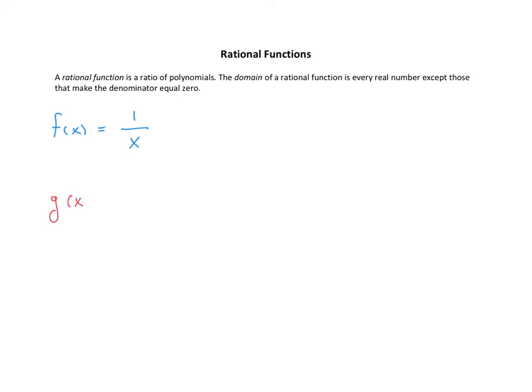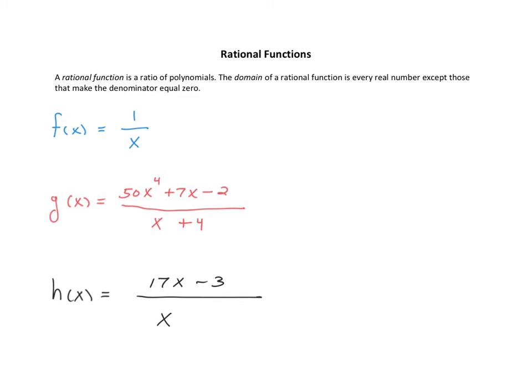You could have something like g of x is equal to 50x to the fourth plus 7x minus 2, all over maybe something like x plus 4. And maybe one last one. How about h of x is equal to 17x minus 3 over, we'll say, x squared plus 1. So these are all rational functions. They're fractions, and in the numerator you have a polynomial, and you also have a polynomial in the denominator.